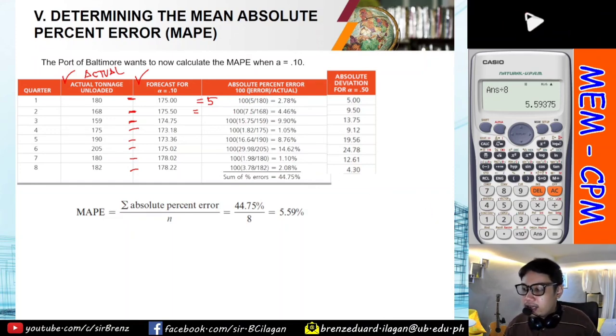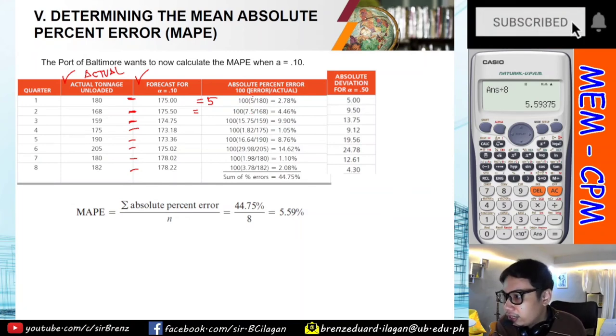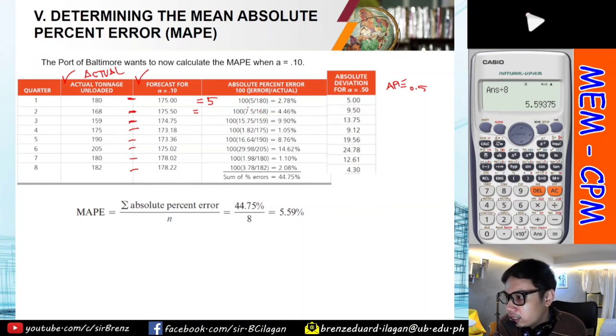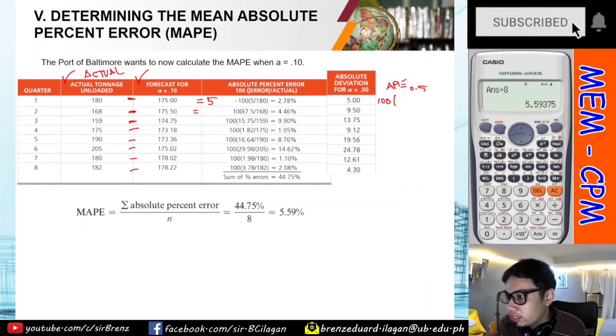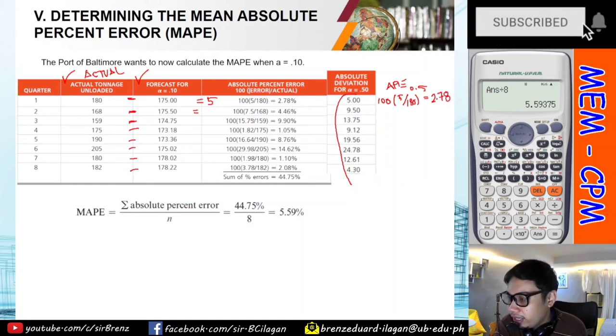Okay, so try lang natin, oh guys, dito. Paano ba siya ma-compute? So, gawin ko na lang 'tong APE, absolute percent error, para doon sa 0.5. So, again, that is just equals lang sa 100 and then multiply by yung deviation, which is itong nasa table na 'to. Ayan. So, times 5 and then divided by the actual. It's 180. So, that is 2.78 lang din. Copy mo lang yan. Okay, and so on.